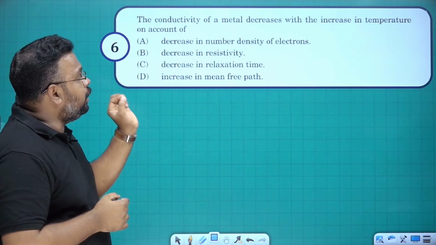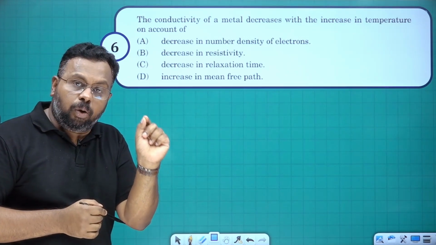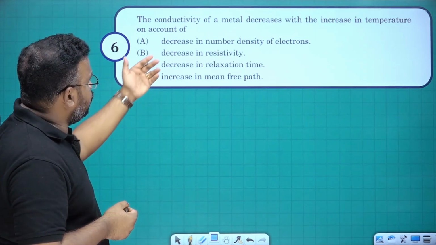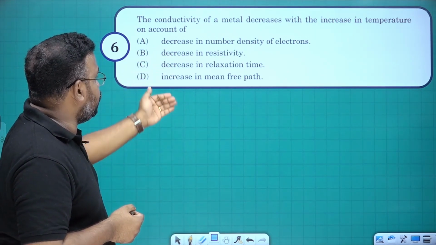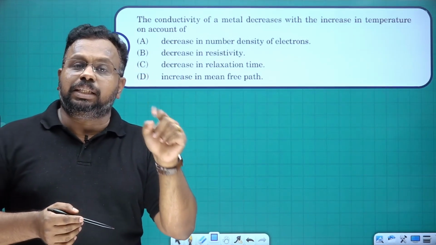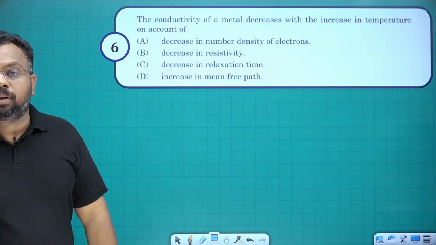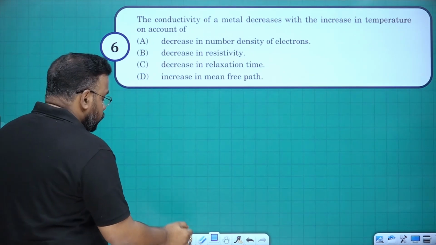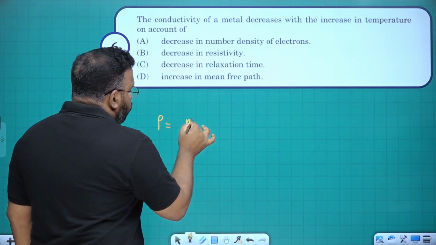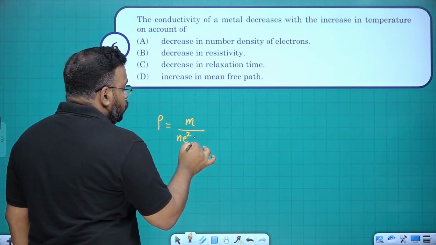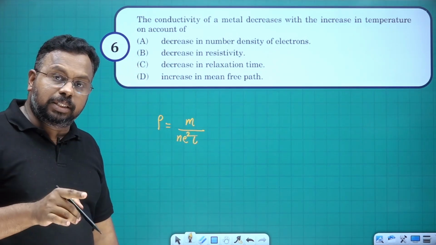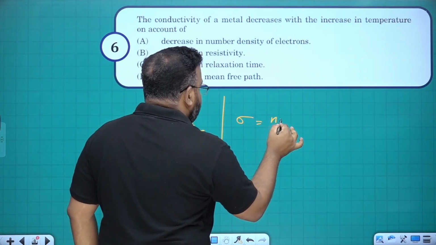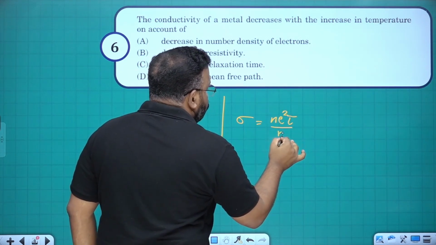Question number 6. The conductivity of a metal decreases with the increase in temperature on account of what? It's a statement. They are saying that conductivity decreases with the increase in temperature. What is the reason? Decrease in number density, decrease in resistivity, decrease in relaxation time, or increase in mean free path. What is conductivity? Conductivity is the reciprocal of resistivity. Yes or no? We have a formula for resistivity which we derived. Rho is equal to m by n e square tau. This is the formula for resistivity. Then what will be conductivity? Conductivity is sigma. Sigma is 1 by rho. So we get sigma is equal to n e square tau by m. So this is the formula.